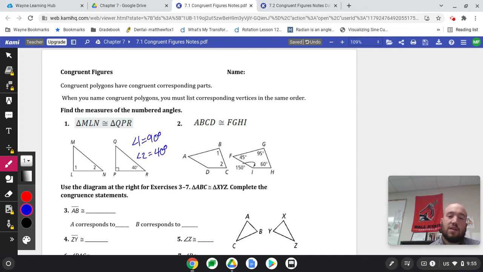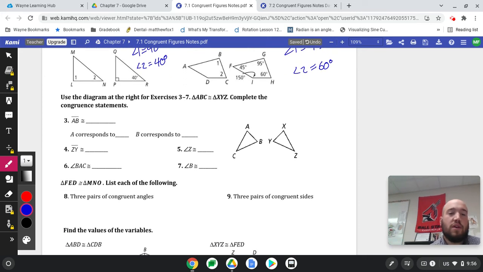So we can do the same thing on number 2. Angle 1 is B, our second term. G is the second term, which is 95. So angle 1 is 95 degrees. Angle 2 goes with C, the third term. H is the third term, so that would be 60 degrees.